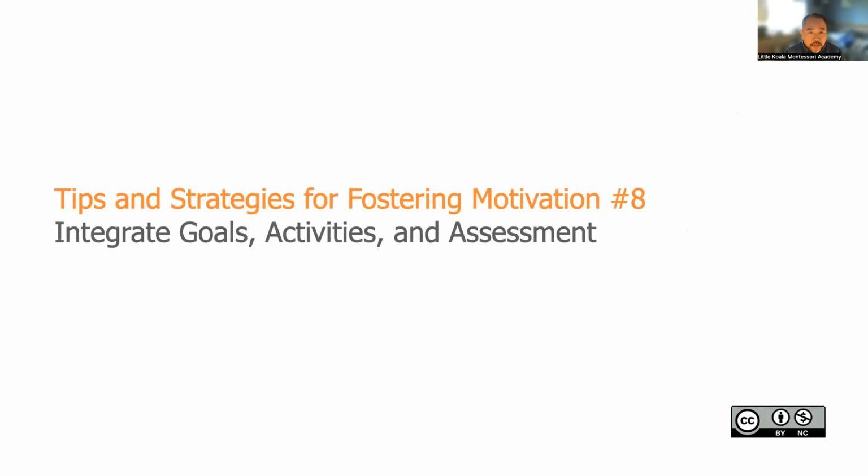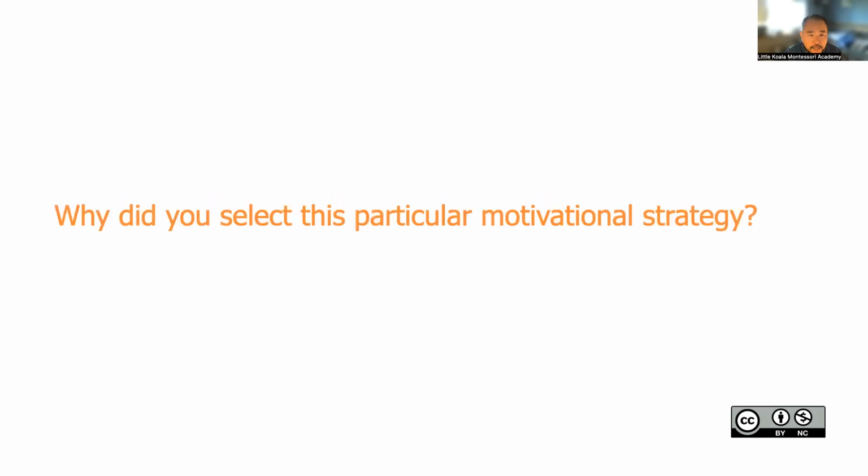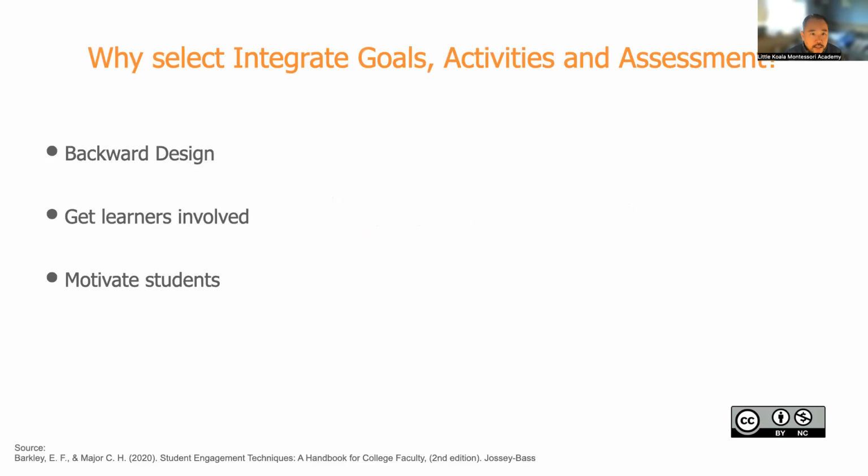So in this presentation, I would like to talk about the tips and strategies for fostering motivation. The topic I have chosen is tip number 8, integrate goals, activities, and assessments. So why did I select this particular strategy? When I was doing research for this assignment, I came across a book written by Grant Wiggins and Jay McTighe that offers the framework for designing course and contents. It's called the backward design.